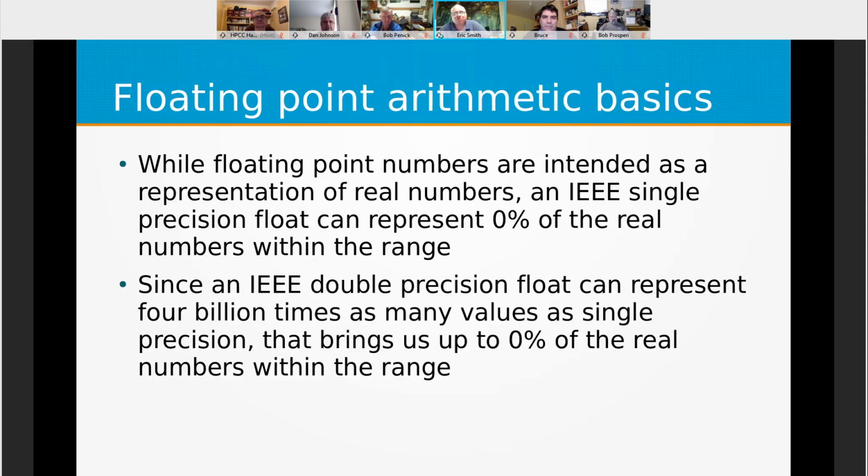So if we go to a double precision floating point number, that can represent 4 times as many values, which brings us up to still 0% of the real numbers within the range. This is of course useless information because obviously floating point values actually are very useful to us. But for comparison, if I have an integer type in a computer, well, that can represent 0% of the integers also, but within a specific range, like let's say for a 32-bit integer, basically from minus 2 billion to plus 2 billion, within a given range, that integer data type can represent 100% of the integers within the range.